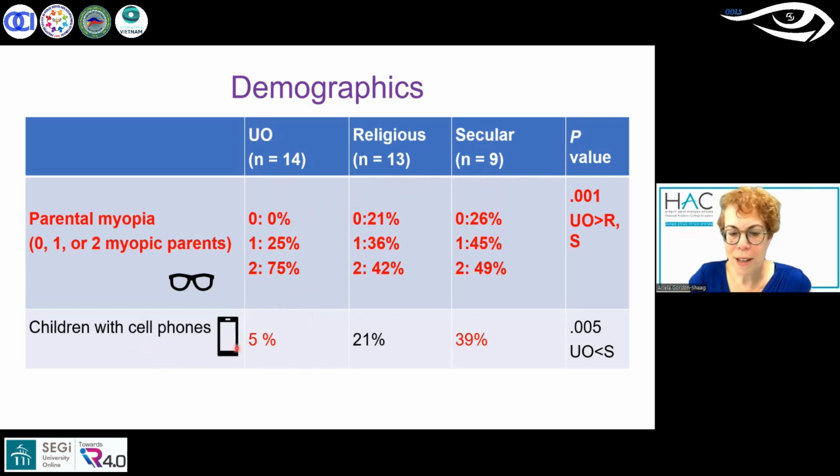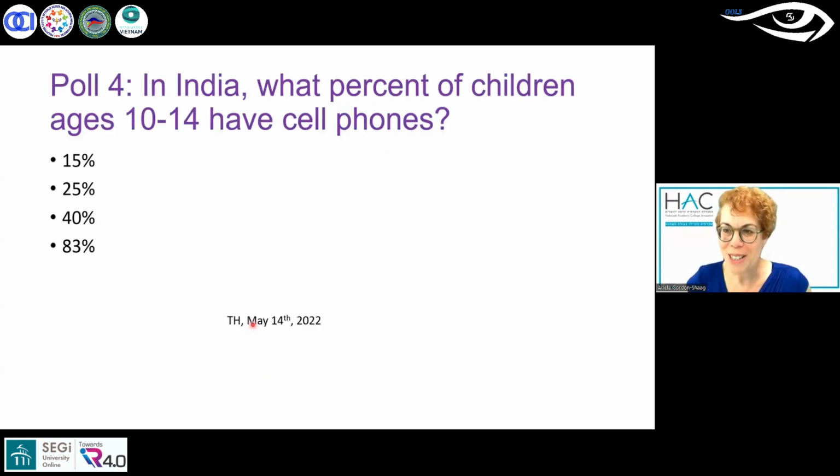5% of the myopic kids in the ultra-Orthodox group had a cell phone. 40% of the secular kids had a cell phone, and 21% of the religious kids had a cell phone. It emerged statistically significant that the secular kids had significantly more cell phone use than the children from the ultra-Orthodox group. My next question, I looked this up for the talk.